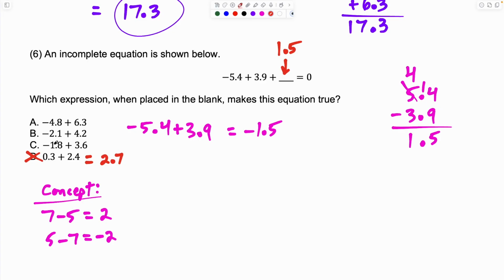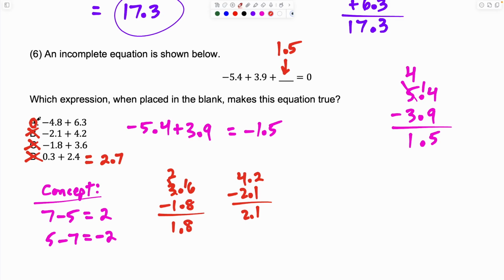And now this one over here, choice C is no good, because if I were to do 3.6 minus 1.8, if I borrow here and make a 2, 16 minus 8 is 8, 2 minus 1 is 1, we get 1.8, not the 1.5 that we need to cancel this out. Okay, so that's why this answer is out. And then this one here is not looking like it, because if I do 4.2 minus 2.1, I get 2.1, which doesn't cancel out the negative 1.5. I need 1.5. So just by process of elimination, it has to be choice A.